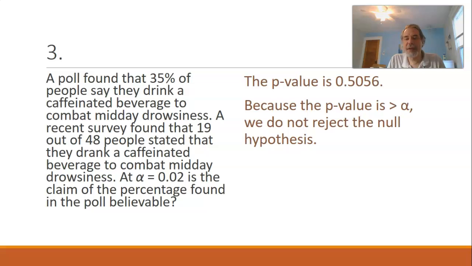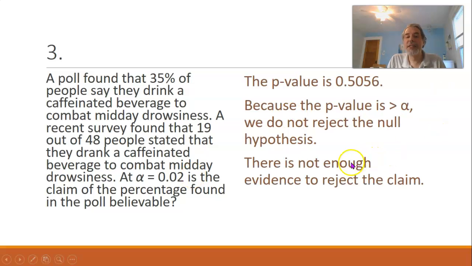And what does that mean for step 5, where we summarize the results of our hypothesis test? There is not enough evidence to reject the claim. Remember, the claim was the null hypothesis. We just said not reject that null hypothesis. So that means not reject the claim. There is not enough evidence to reject the claim.